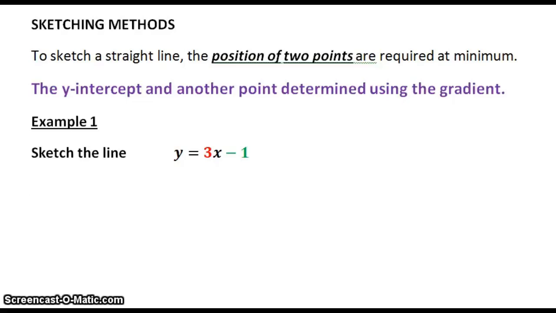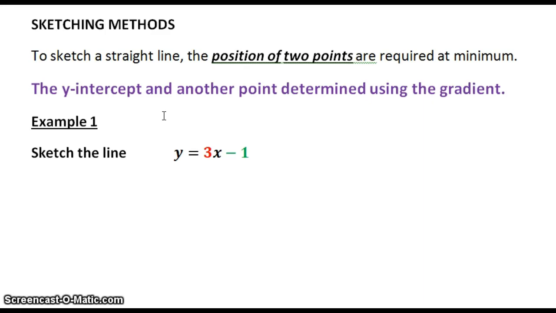Today we're going to look at sketching methods for straight lines. To sketch a straight line, you need the position of at least 2 points. We're going to show you the y-intercept method, and we use the gradient to find another point. So the y-intercept gives us 1 point, and the gradient triangle will give us a second point.